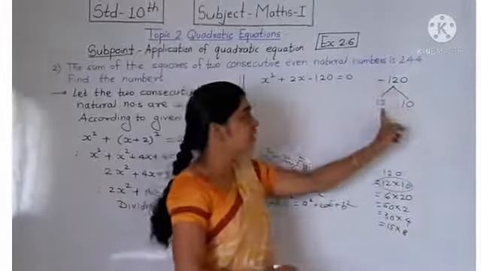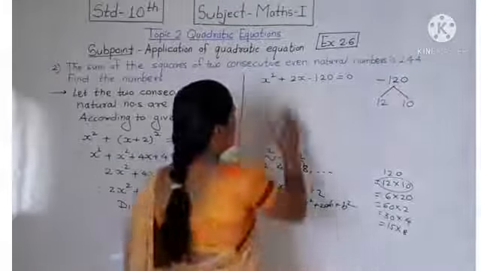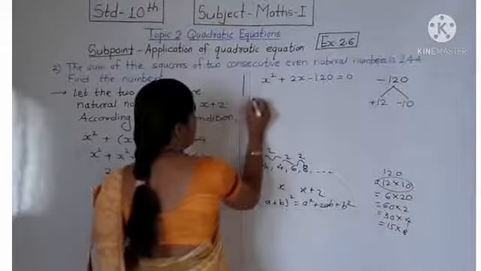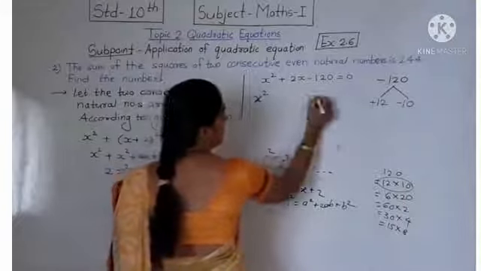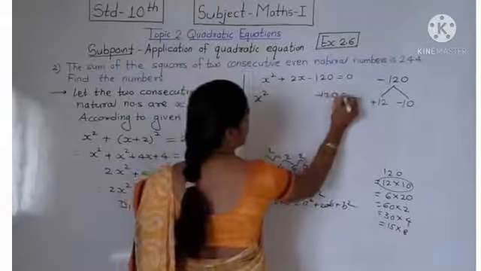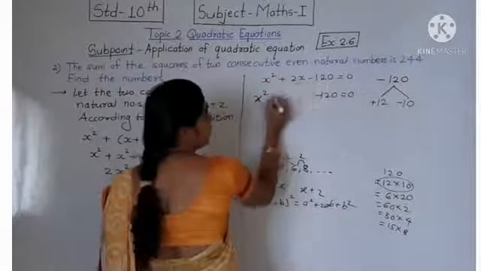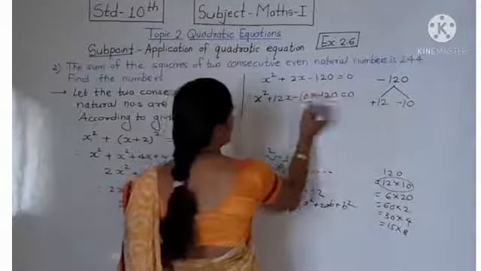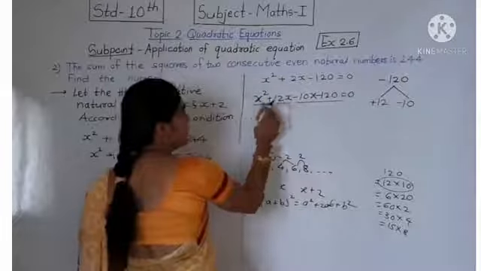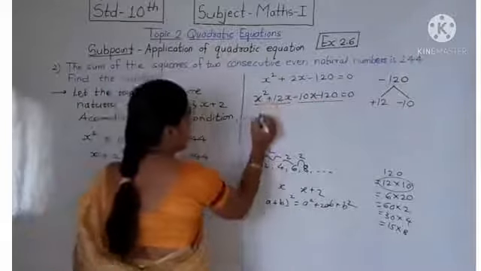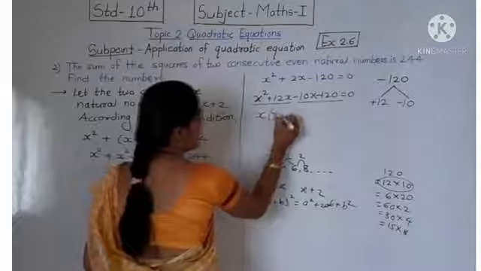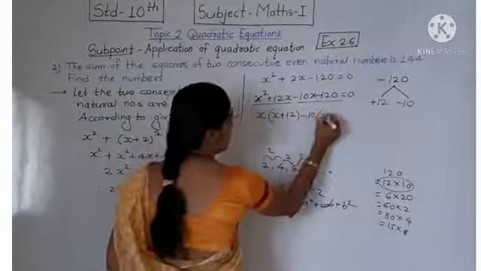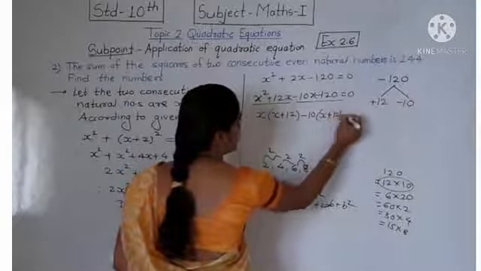Here the minus sign goes to the greater factor, the middle sign is plus, and then minus. So simplify this: x square minus 120 is equal to 0, plus 2x we write as 12x minus 10x. Now collect. Here the common term is x, remains x plus 12. Here the common is minus 10, remains x plus 12, equal to 0.